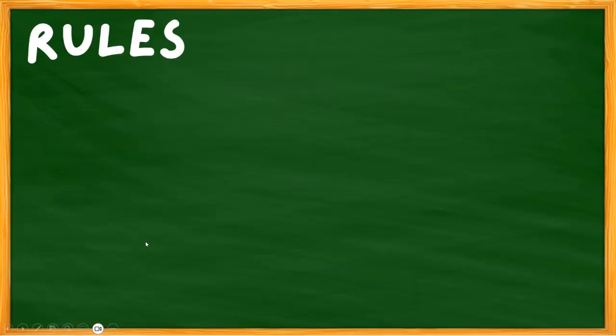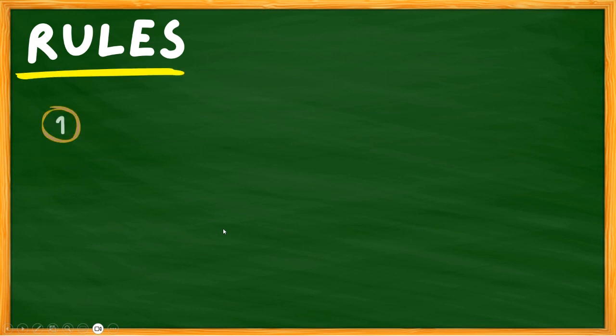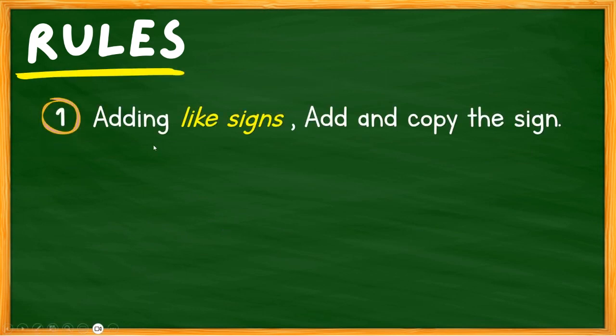So the rules we're going to follow must be, first, adding like signs: add and copy the sign. This is the first rule. We're going to add like signs, or adding both integers with like signs. We're going to add and copy the sign. Again, the rule is you're going to add and copy the sign. Now let's have some examples.